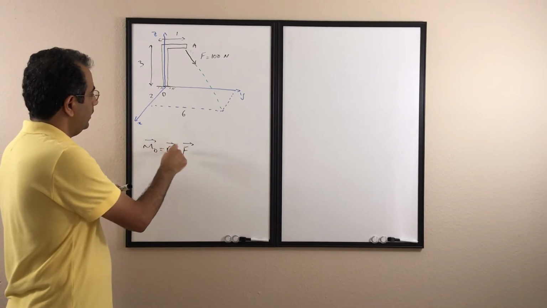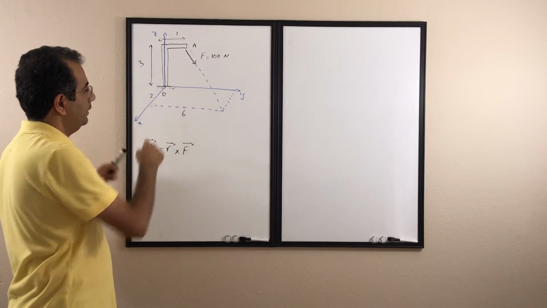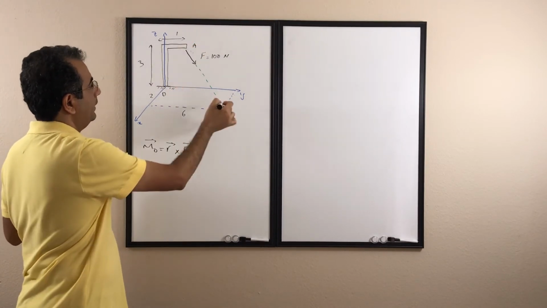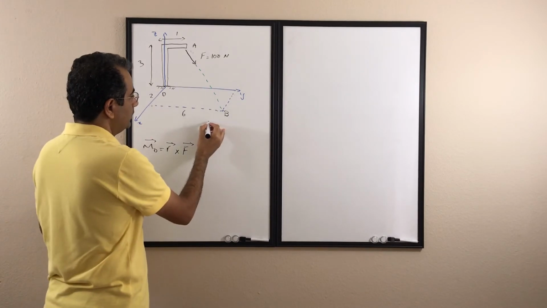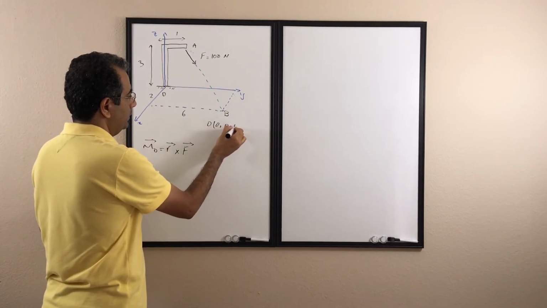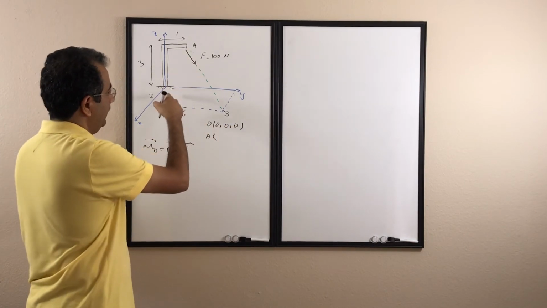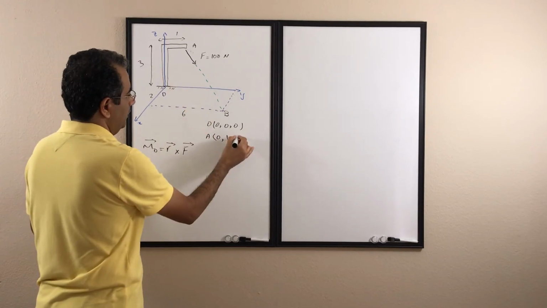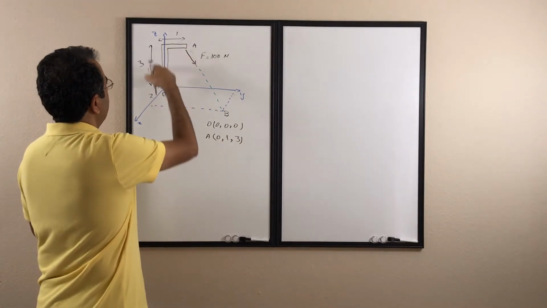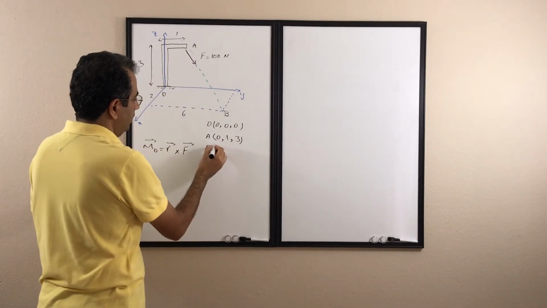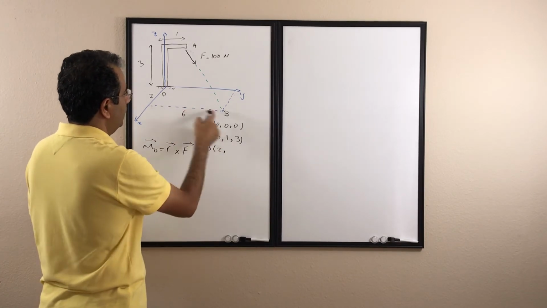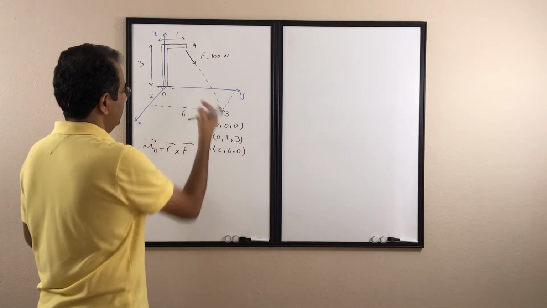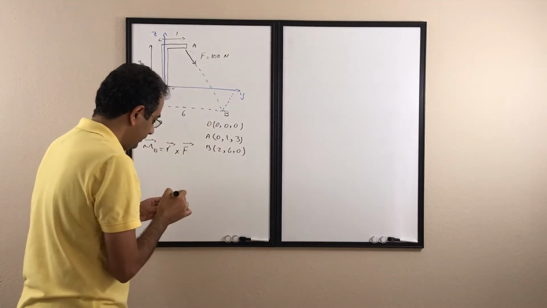To find R and F, first of all we need to find the locations of O, A, and B. This is point B. So I'm going to write them here. The position of O is 0, 0, 0. The position of point A is x is 0, y is 1, and z is 3. And the position of B is x is 2, y is 6, and z is 0. So these are the positions of O, A, and B.